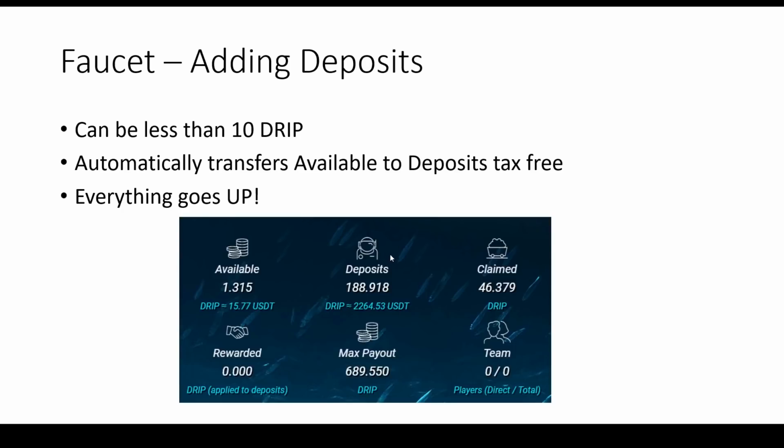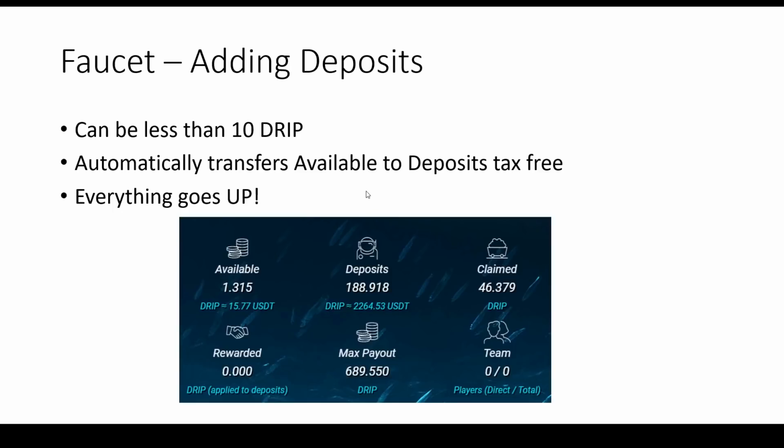Well, first of all, it's going to be taxed. It's going to be a 10% tax. Let's use a different number. Let's say I had 10 drip that I want to deposit. If I click on deposit and tell it to deposit those 10 drip tokens, it's going to be a 10% tax, so it's only going to be 9. It's also going to take this 1.315 into account and add that to the 9. So in total, it would be depositing 10.315 into my deposits.